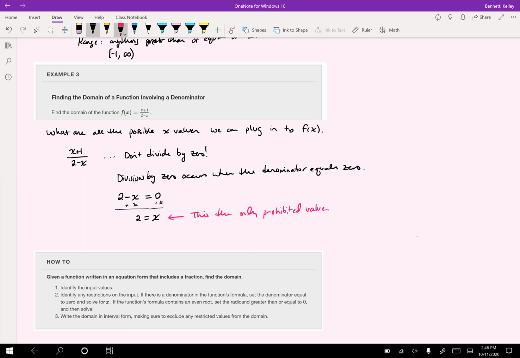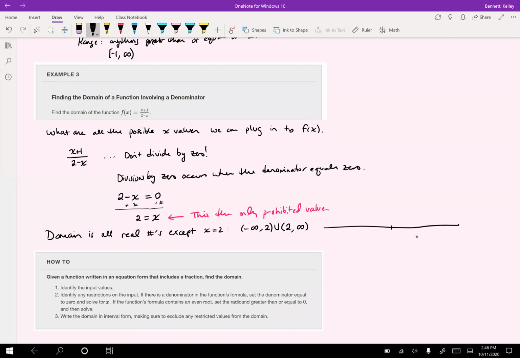So the domain is all real numbers except x equals 2. And the way that we'll write that is we can go from -infinity to 2, leave it open, meaning we're not going to include 2, and then we write this U for union to kind of pair it up with 2, infinity.